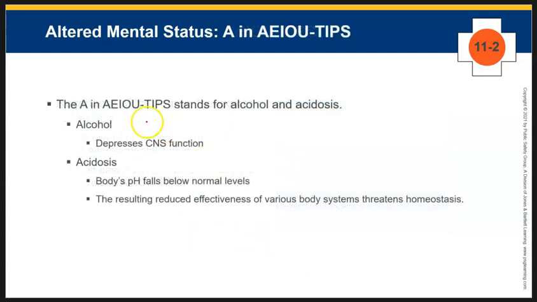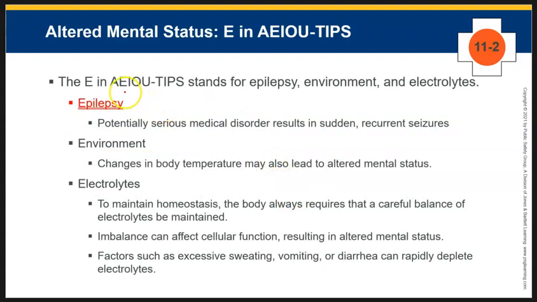The A in AEIOU TIPS stands for alcohol and acidosis. Alcohol effectively has a central nervous system depressant function. Acidosis can result from a change in the body's pH. Where the pH doesn't fall below normal levels but is above normal levels, it is called alkalosis. E could be either epilepsy or a change in the environment, a change in body temperature, an environmental injury such as heat stroke or hypothermia, or a change in electrolyte imbalance.